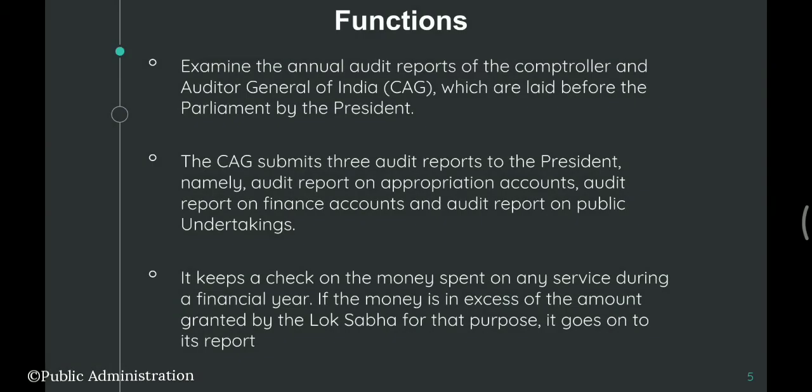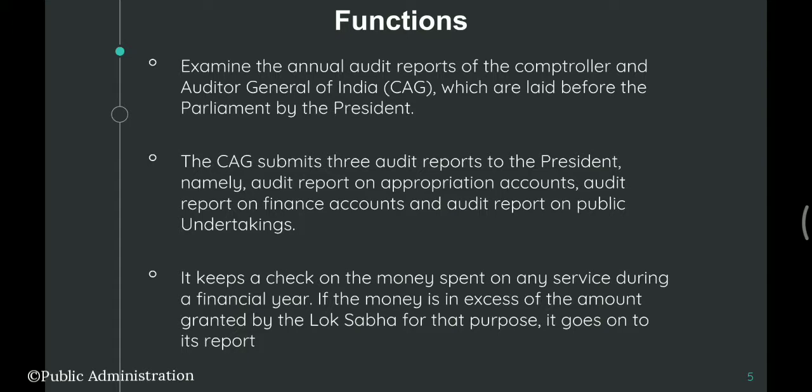Mainly the public accounts committee has some functions related to finance. The functions of the public accounts committee are important because these functions define the committee. The first function is to examine the annual audit reports of the Comptroller and Auditor General of India, which are laid before the Parliament by the President.